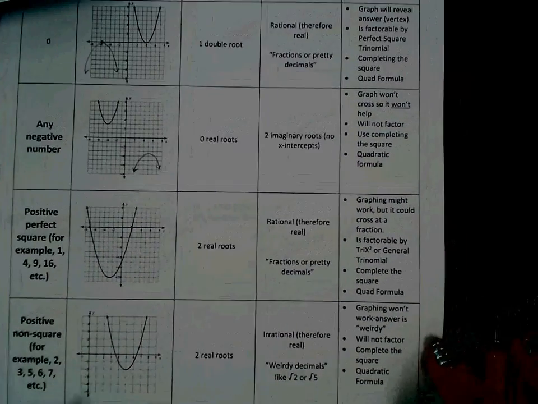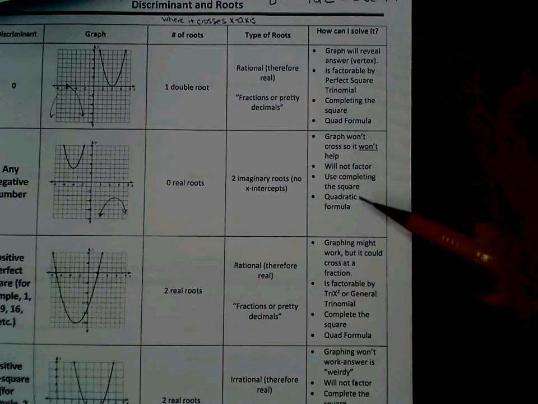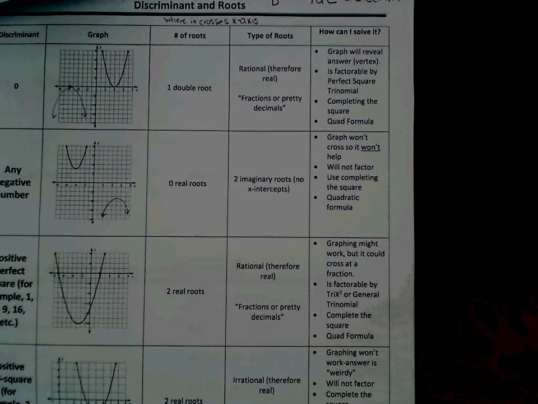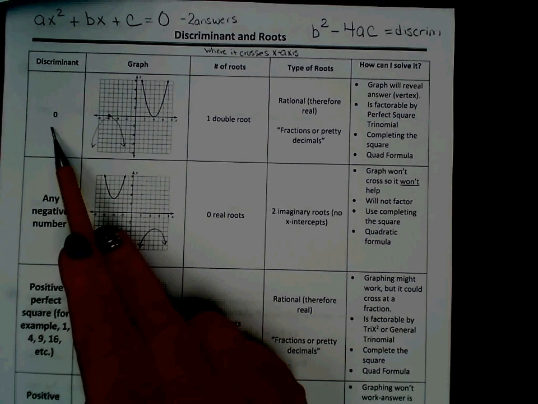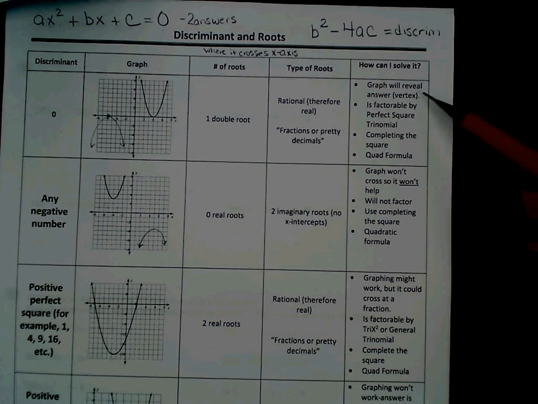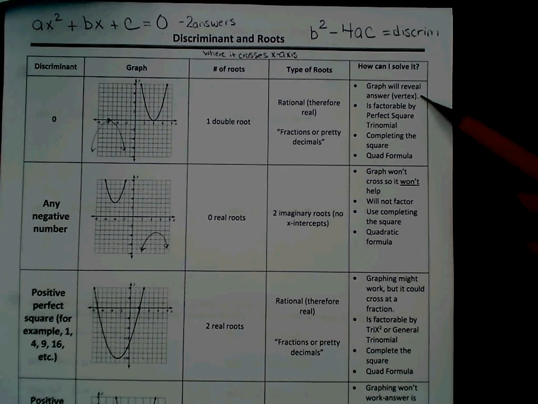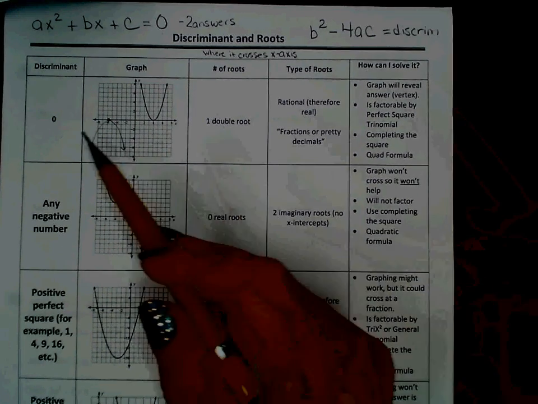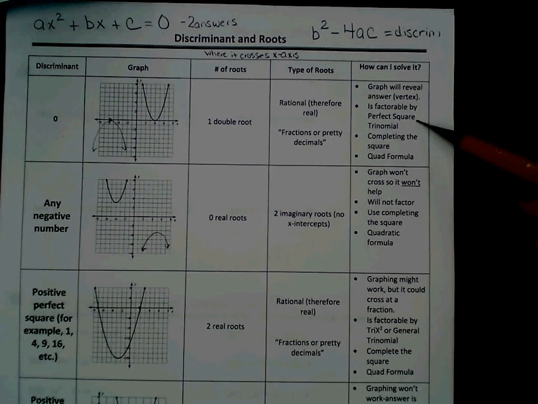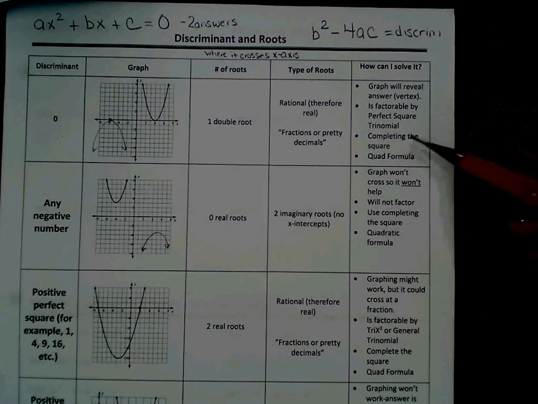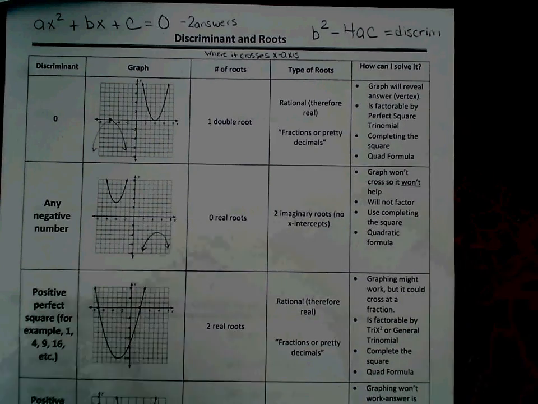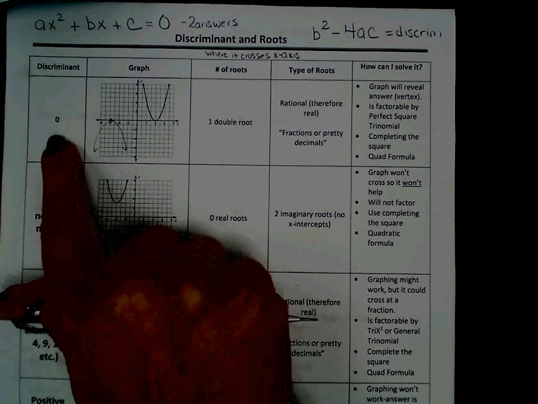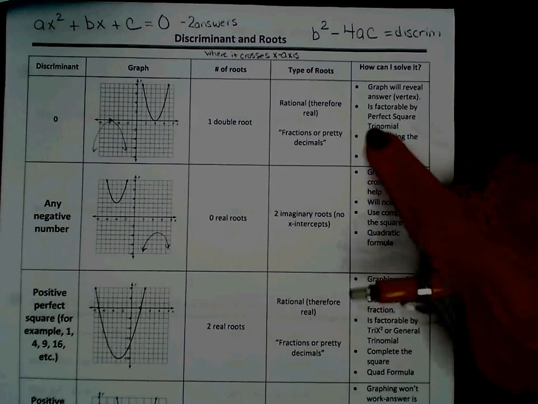Then the last column says, how can you solve the quadratic equation? In other words, how can you find the roots? Well, if the discriminant is 0, the graph will reveal the answer as the vertex. If the discriminant is 0, you can factor it by PST, you can complete the square, or you can do the quadratic formula. So if you work out a problem and the discriminant is 0, you have 4 ways to solve it.